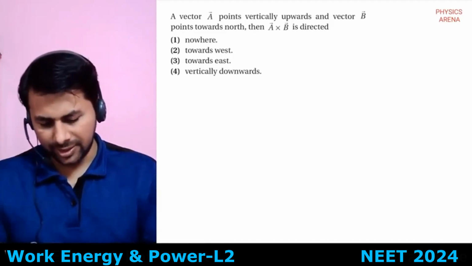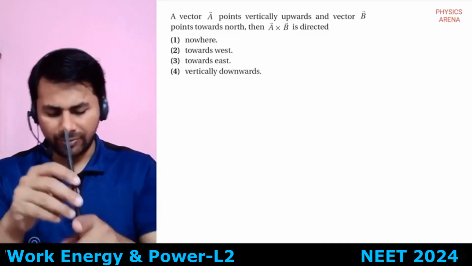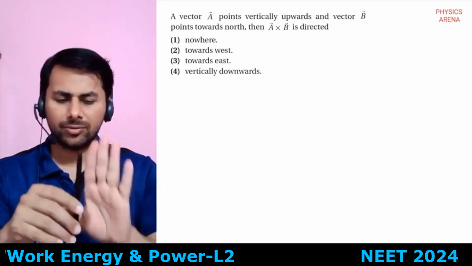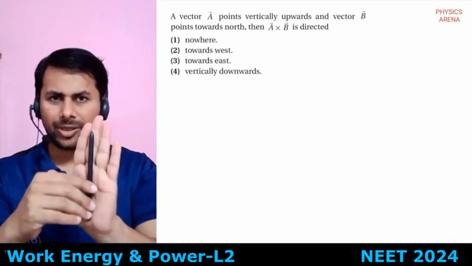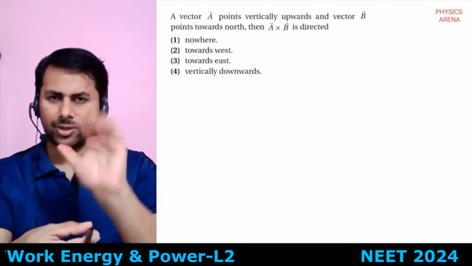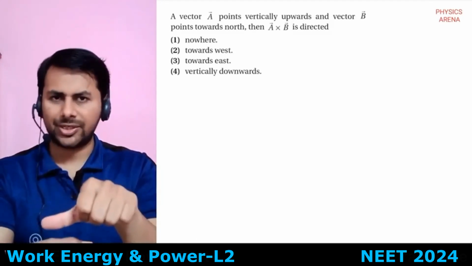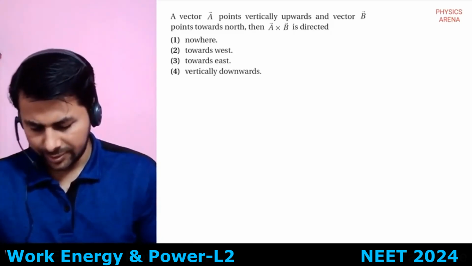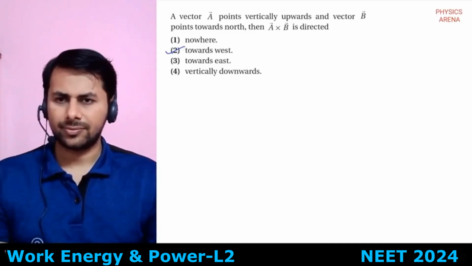First vector is upwards. Second one is towards north. So you take their cross product. Put your right hand in direction of first vector, that is in upward direction. Curl the fingers towards the second vector, which is in north direction. So curl the fingers, stretch your thumb. Your stretched thumb will show you which direction? West direction. Clear? Yes, no?